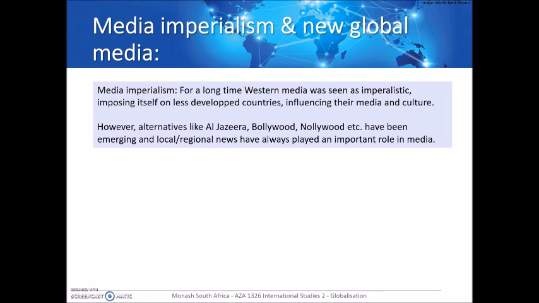And I think it's quite a justified argument, because we do see that media is still, to a very large degree, dominated by the US, right? However, there are alternatives like Al Jazeera, Bollywood, Nollywood that have emerged. And something that we should also not forget is that local and regional news have always played an important role in media. If you look at how news is usually presented, you have a few minutes on international news, but then a big part of the news is actually local and regional.